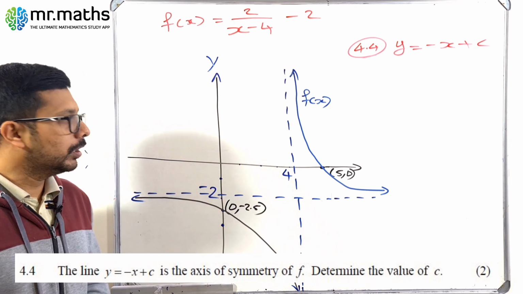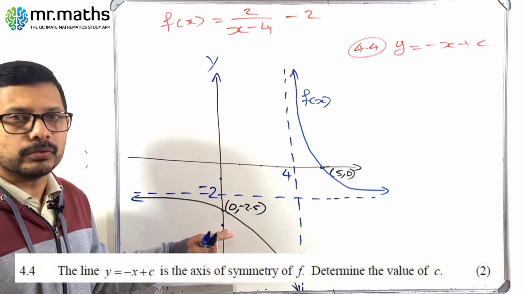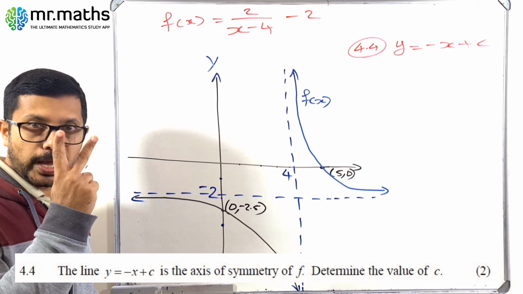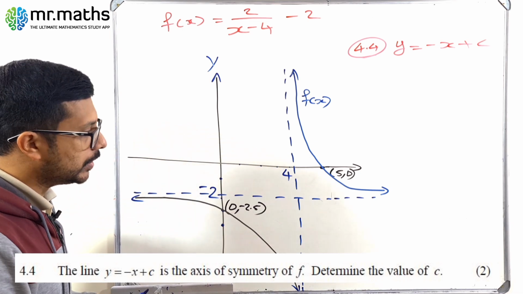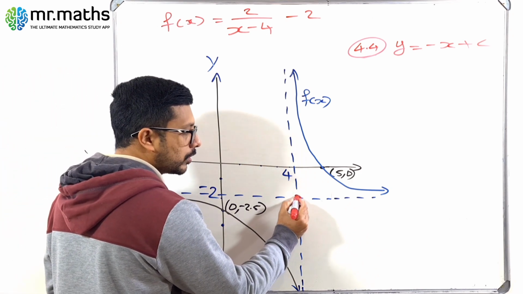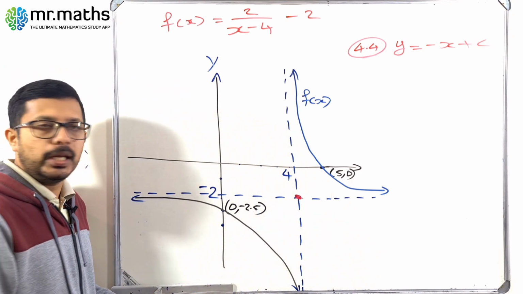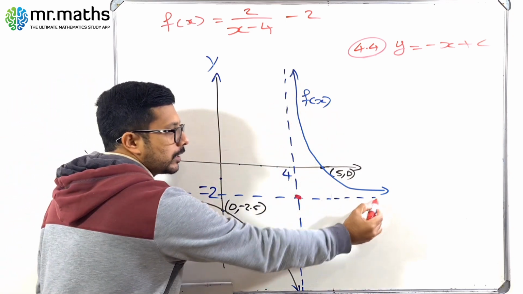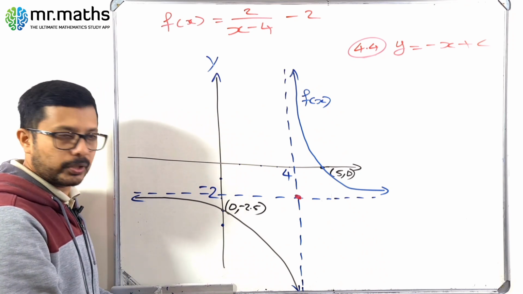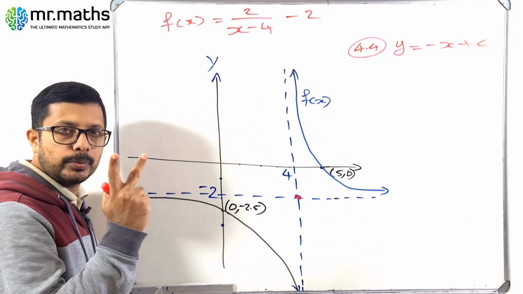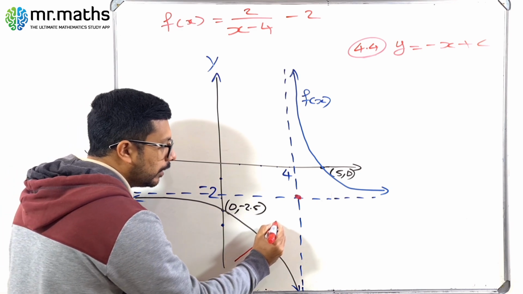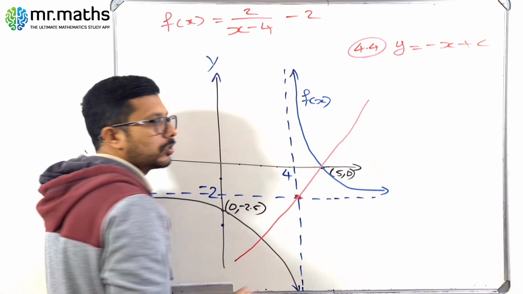Okay, so this is a hyperbolic graph, am I right? For a hyperbolic graph, how many axes of symmetry? There are two axes of symmetry. Both the axes of symmetry are passing through the intersecting point of these asymptotes. Can you see, this is the horizontal asymptote and vertical asymptote. So there are two axes of symmetry for a hyperbolic graph. One is like this.